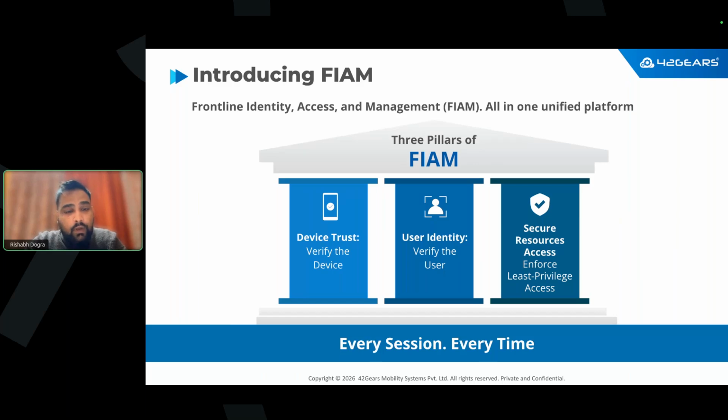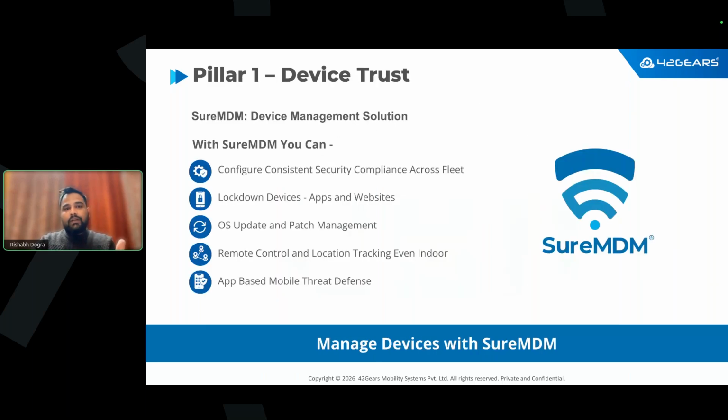applications. Now, once the device is trusted and verified, the user is trusted and verified, you will have the third pillar of FIAM: how you will be giving the corporate access and the domains to that particular user in that particular time frame. So this is how we are going to have the FIAM strategy for all our frontline players. Now, pillar one, device trust.